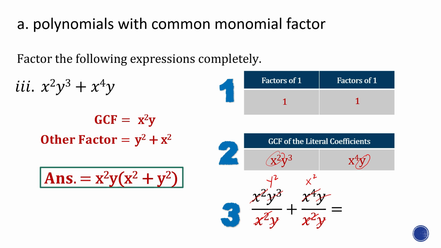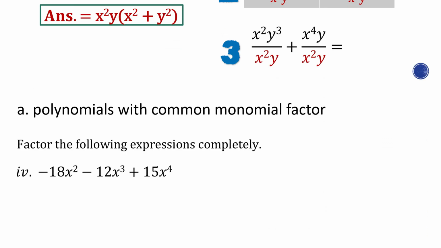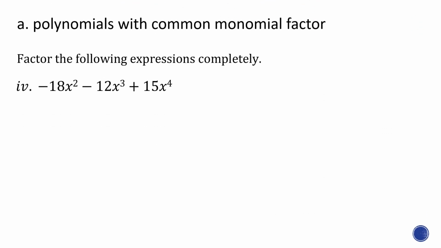All right, let's go to the fourth example now. Okay, so this time we have 3 terms. Remember the steps and remember the things that we need. So what are the things that we need? We need the GCF, that is right, and we need the other factor. So to find the GCF, there are actually 2 steps that we will do here.